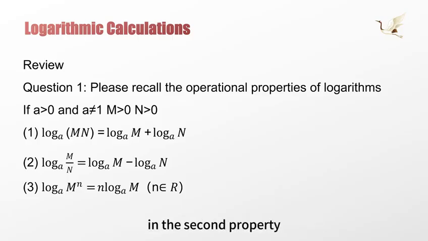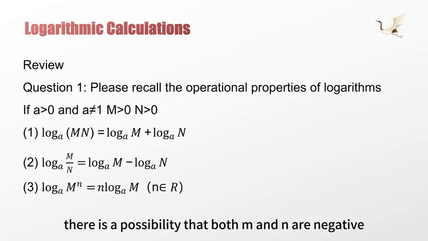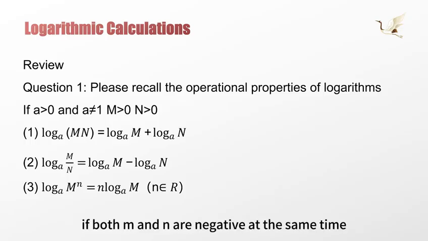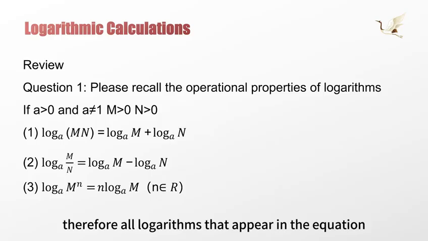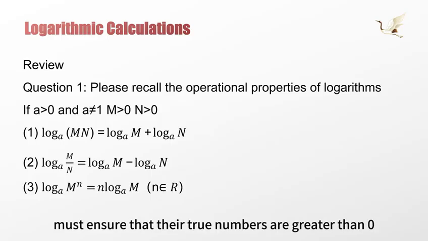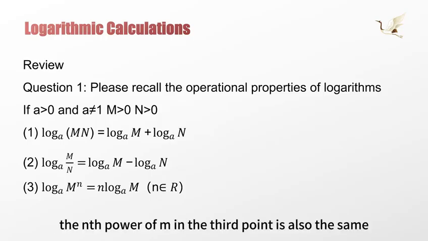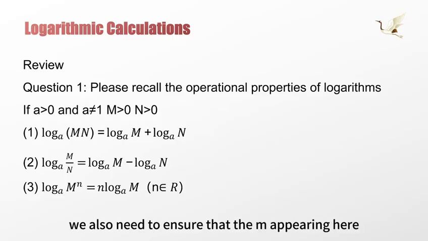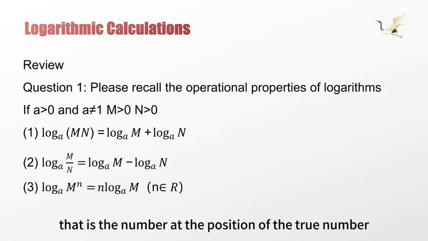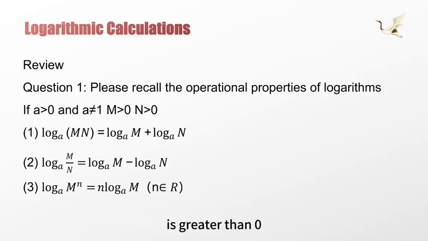In the second property, the ratio of m to n is greater than 0. Is it sufficient to only ensure that m divided by n is greater than 0? Similarly, there is a possibility that both m and n are negative at the same time. If both m and n are negative at the same time, then the values of these two logarithms will also be meaningless. Therefore, all logarithms that appear in the equation must ensure that their true numbers are greater than 0. Similarly, the nth power of m in the third property is also the same, and it is not enough to only ensure that it is greater than 0. We also need to ensure that the m appearing here, that is, the number at the position of the true number, is greater than 0.